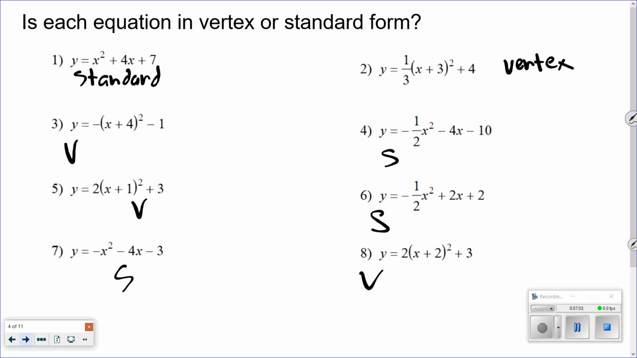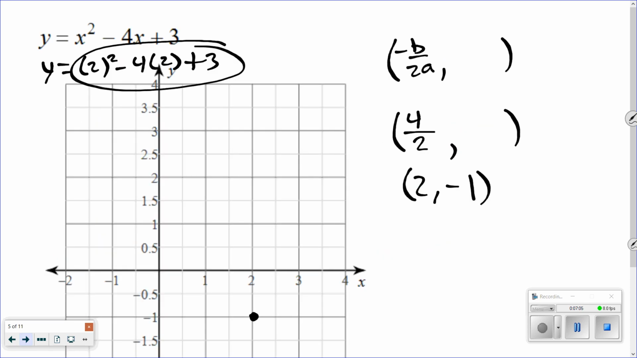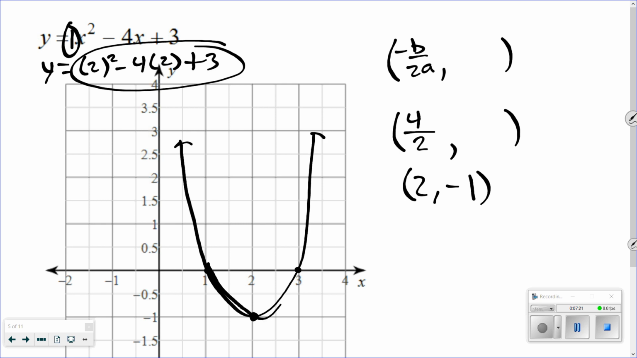So if I go back to that problem we were just doing, if I want to decide if it's opening up or down, I look at A, the number in front. So it's a positive 1. So I'm going to go over 1, up 1, just like we did when we graphed in vertex form. And left 1 and up 1, draw my parabola. Okay, it looks something like that. So find the vertex using the formula. Then you can use A, the number in front, to work through and find that.